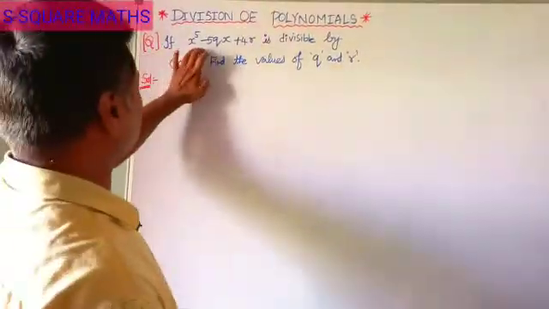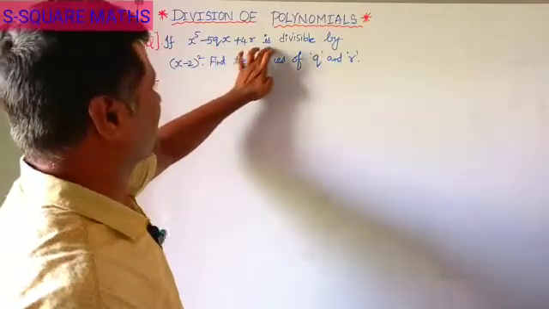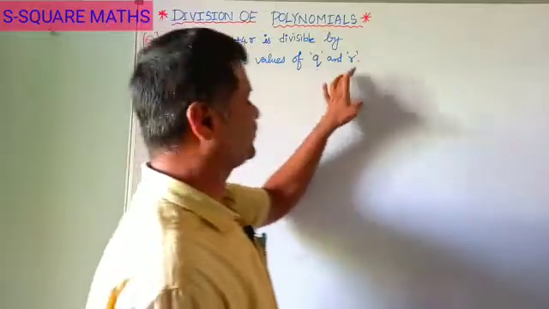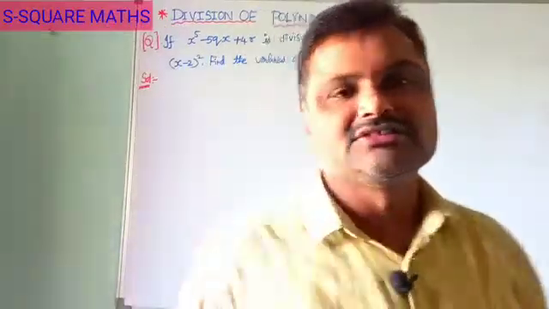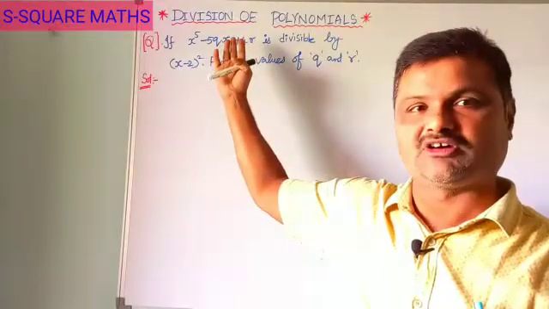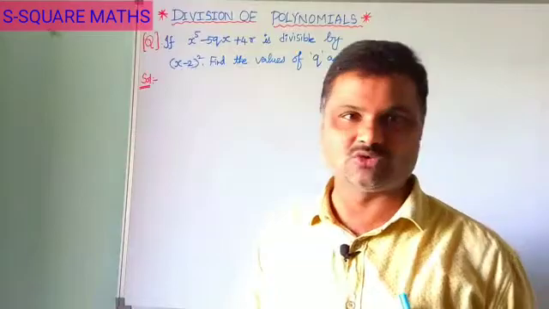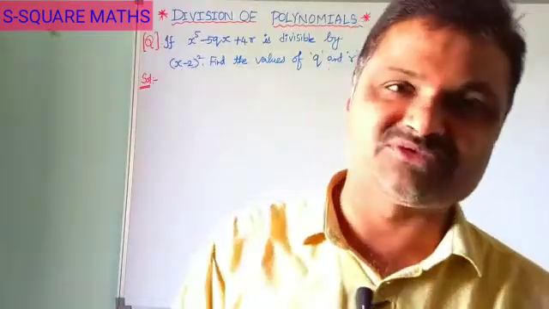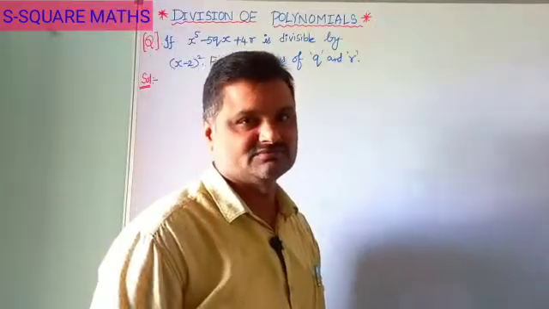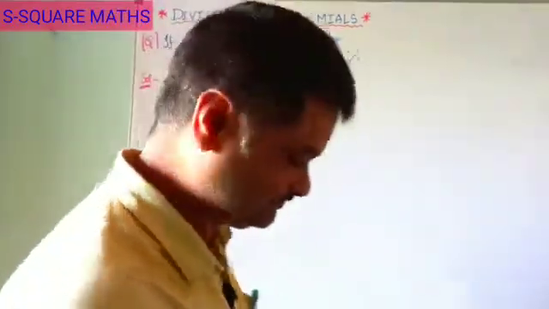If x power 5 minus 5qx plus 4r is divisible by (x minus 2) whole square, find the values of q and r. So this is a polynomial given, a 5th degree polynomial. It is said that it is divisible by (x minus 2) whole square. Under the circumstances, we have to determine the values of q and r. So let us proceed now.